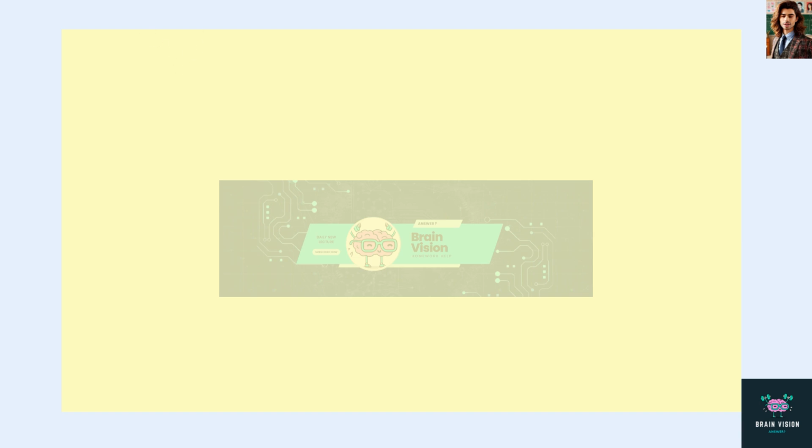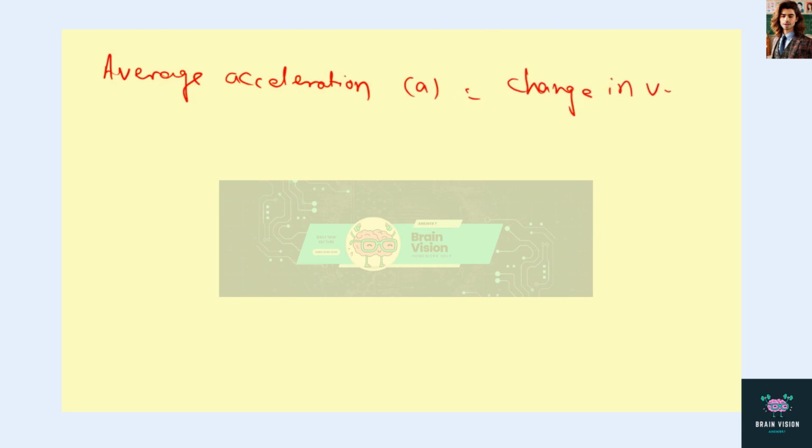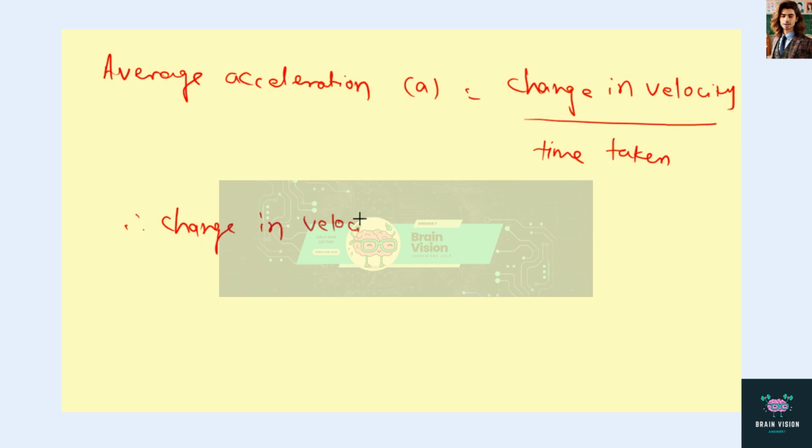As we know, average acceleration is given by a equals change in velocity upon time taken. And we know that change in velocity is equal to the area of the acceleration versus time diagram.